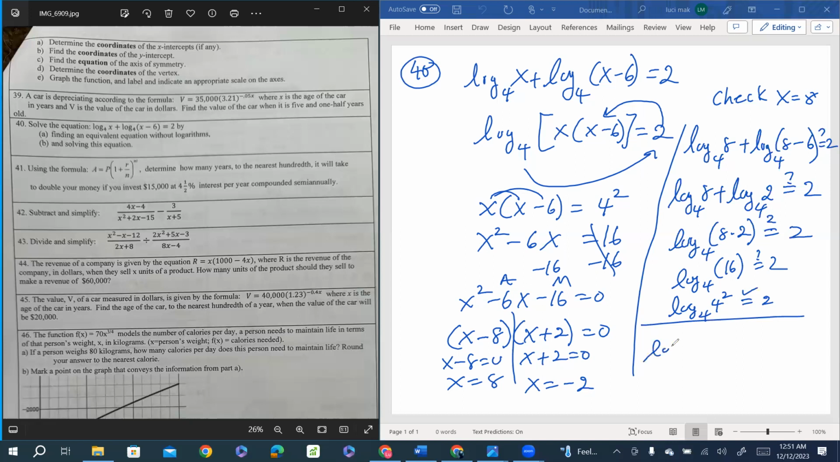For the second check, log base 4 of negative 2. Inside a log can't be negative. So this has to be rejected. If you try to put in log base 4 of negative 2, you'll see it's a domain error. So the answer is just 8. Okay, just 8. Let me check for 40. Is the answer just 8? For 40, the answer is just 8. That's correct. Okay. All right, so let me erase the board here and then do the next question.